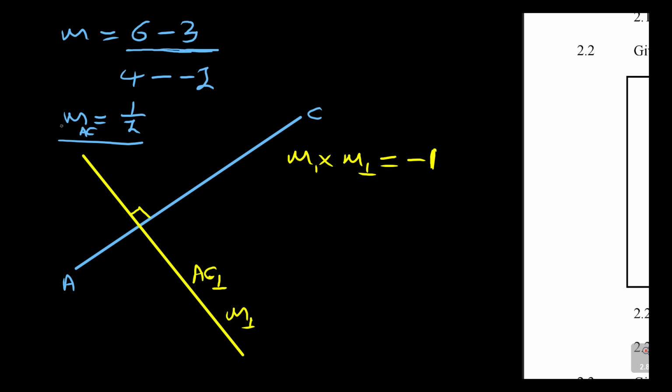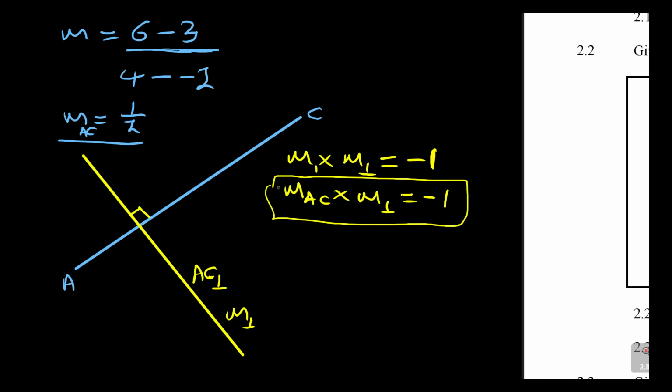So we know the gradient of AC. So the gradient of AC times the gradient of that perpendicular line, I must get -1. They didn't put it in the formula, but from your studies, you must know this. You need to know this. Some call it M1 times M2 is equal to -1, and this is for perpendicular lines.